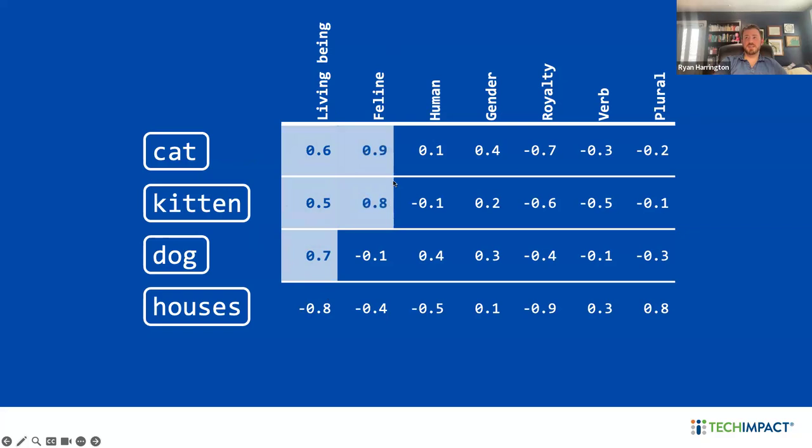Feline, cat, and kitten light up, but dog and houses don't. And houses is plural, but the other ones are singular, right? So there are actually these differences. You've just got to explore to find them.